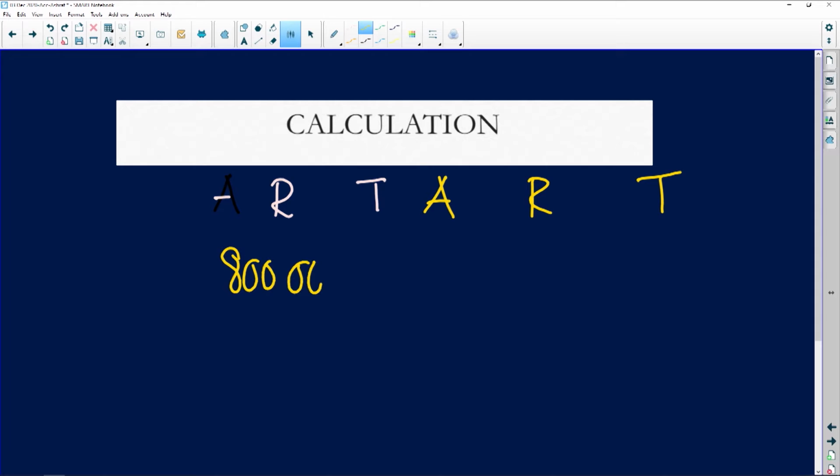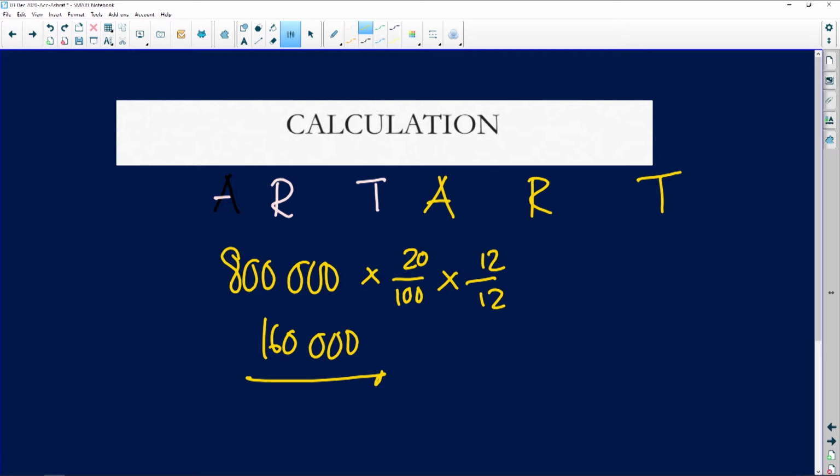Remember, the cost price was 800,000. 800,000 over 1, which is my amount. My rate was 20 over 100. And my time, they said was for the entire year, was 12 over 12. And if you do this calculation, it's going to give me a figure of 160,000. Let's check it out on the calculator. 800,000 times 20%, and the figure is 160,000. So once again, guys, do the calculation on your calculators. Very important. You've now ascertained that the depreciation that you need to write off is 160,000 rand.